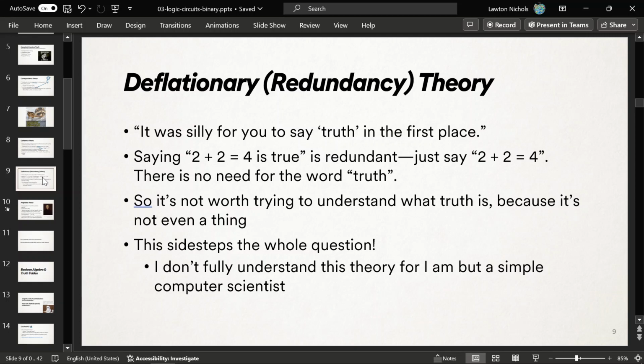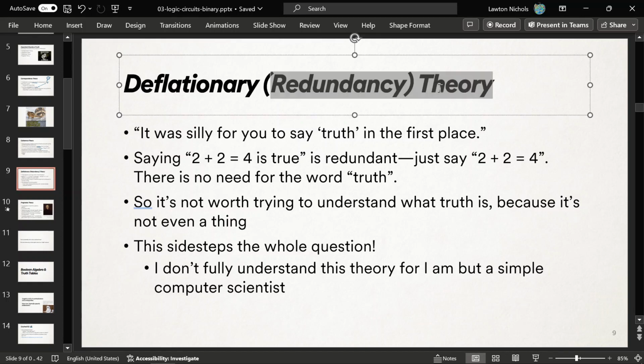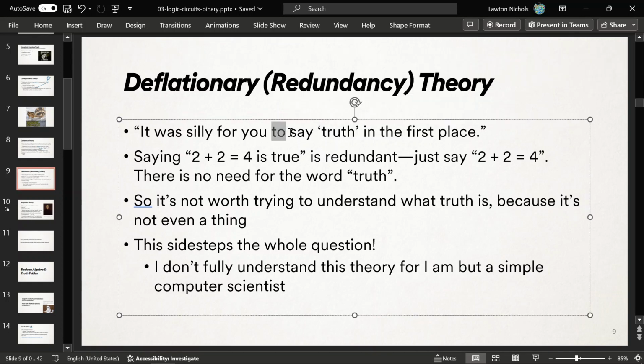Well, let's talk about a different one. This one's called deflationary theory. This is the one I understand the least, but it's kind of silly. If you're a deflationary theorist, or a redundancy theorist, you're like, why are we even asking what truth is? They don't even care. It was silly for you to even specify the word truth. There's no need for the word truth.